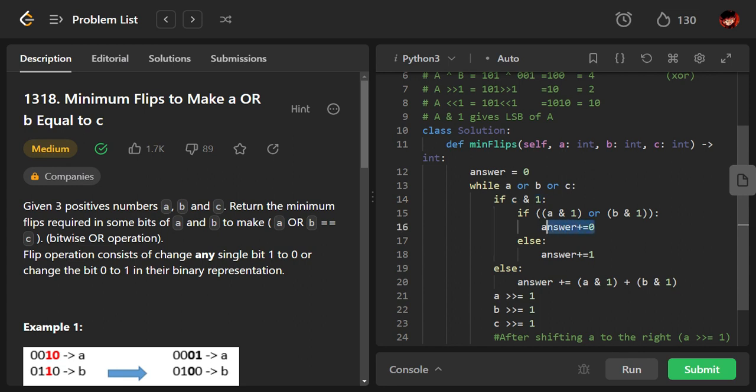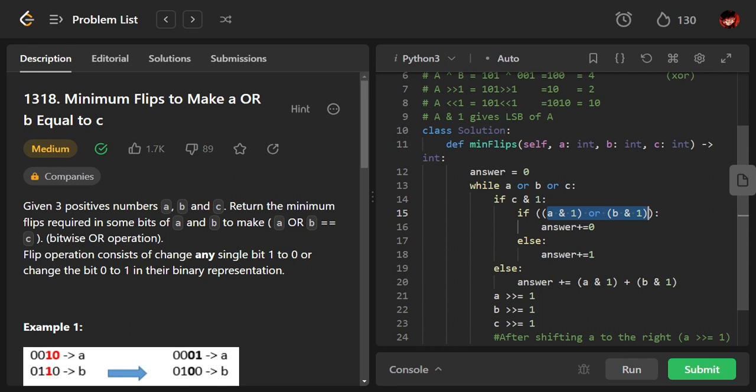But if this is not the case, that means both LSB of A and LSB of B are 0. In that case, it is not possible to get 1 in LSB of C. Please understand, friends, this requires knowledge of the bitwise AND operator. If you're not sure what bitwise AND is, please either refer to my video, as I told you in the beginning of this video, or you can simply Google it.